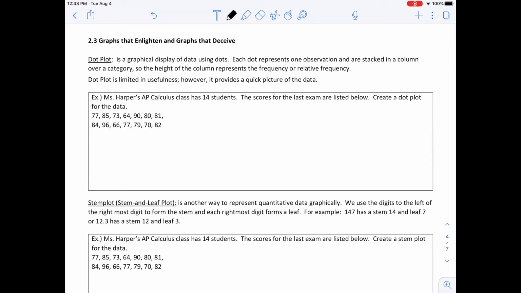Each dot represents one observation and are stacked in columns over a category, so that the height of the column represents the frequency or the relative frequency. Dot plot is limited in usefulness, however, provides a quick picture of the data.